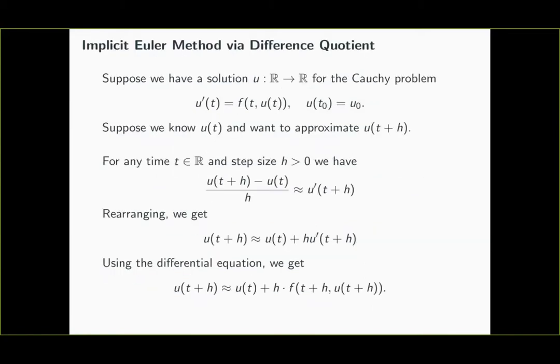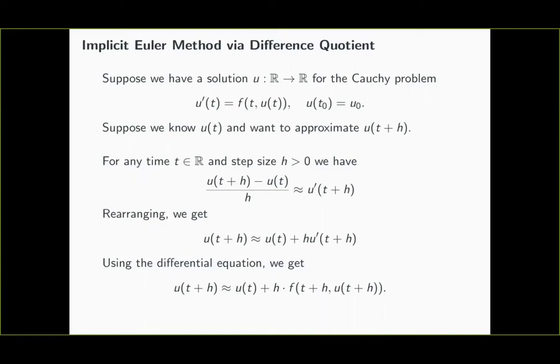Okay, let's get on with the first way to introduce the implicit Euler method. Similarly to the explicit Euler method, we start the discussion with difference quotients. We start again with the Cauchy problem, u prime of t equal f of t, u of t, with the initial condition u of t naught equal u naught. So let us suppose that u is the solution to the Cauchy problem, and that u of t is already known, or at least known approximately. And going from there, we want to approximate u at time t plus h, where h is again the step size.